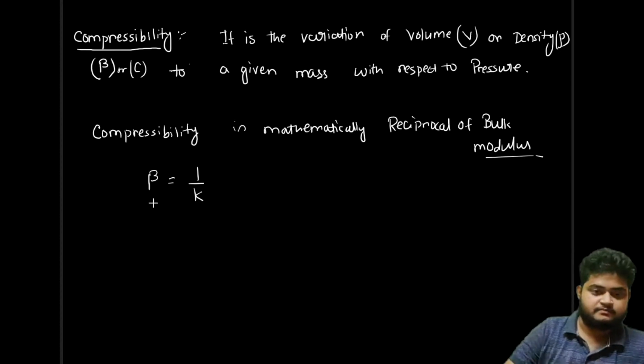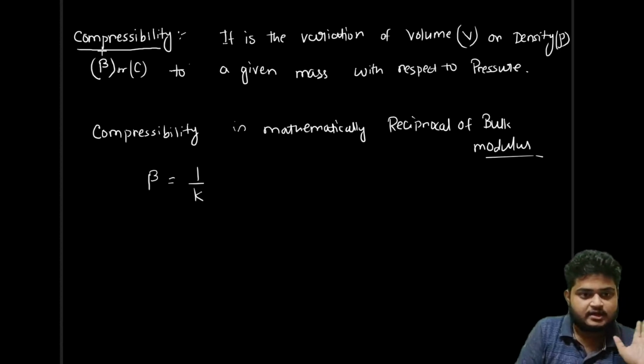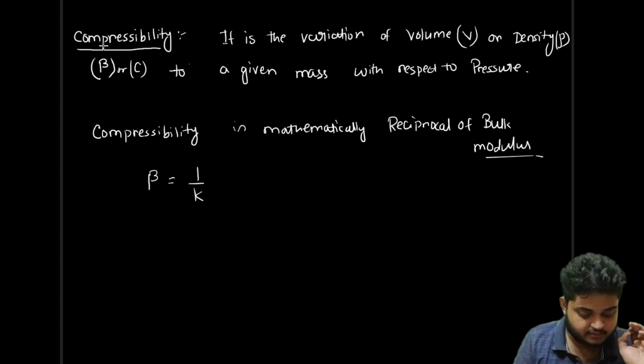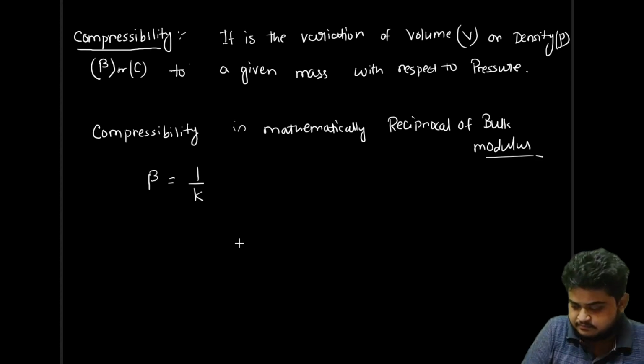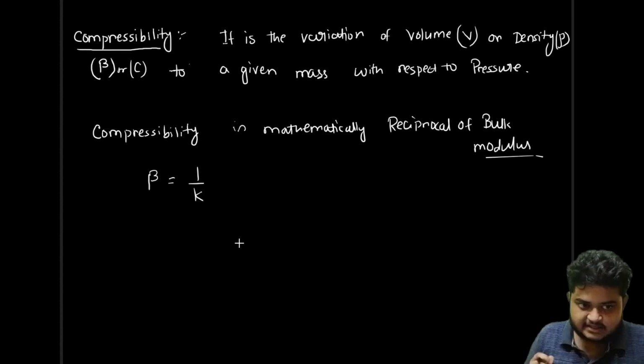ठीक है, राइट. So we are good to go here. तो हम लोग कहाँ था? तो ये अब तक हम देखे कि compressibility इज मैथमेटिकली रेसिप्रोकल ऑफ बल्क मॉड्यूलस, राइट. तो अभी हम देखेंगे कि इसका अगर हम मैथमेटिकल एक्सप्रेशन निकालना चाहे, तो if we want to calculate the mathematical expression for compressibility, so what we can get, right?